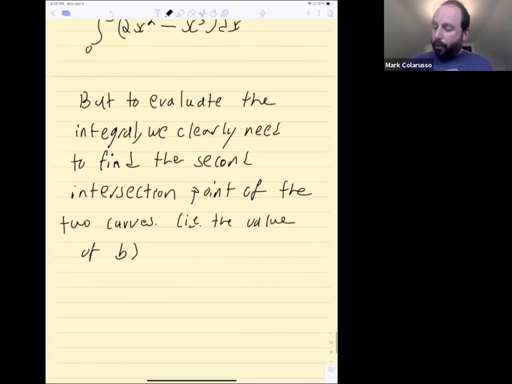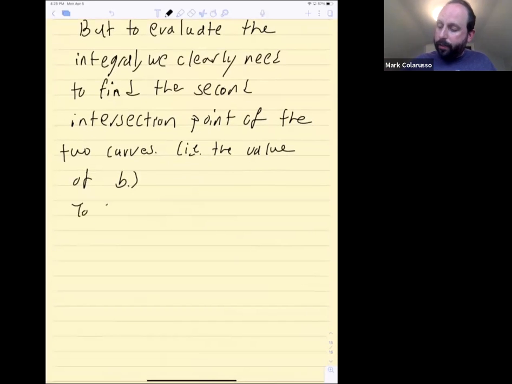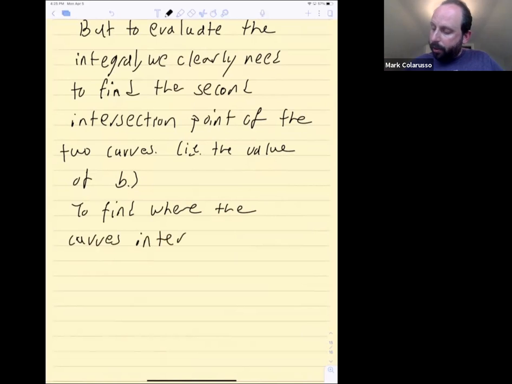Now, to find where the curves intersect, hopefully you've done this in a pre-calculus class, but what you do is you set the two curves equal and you solve for x. So to find where the curves intersect, we set the two curves equal.